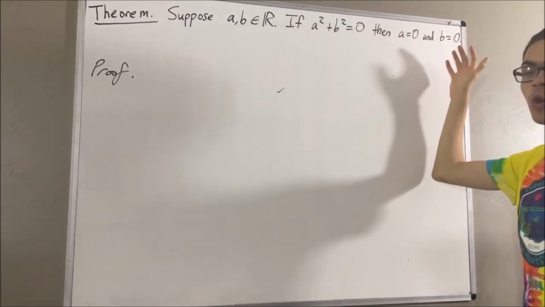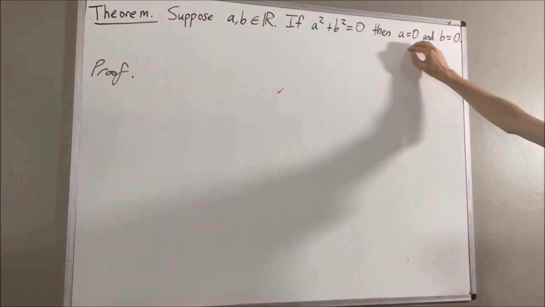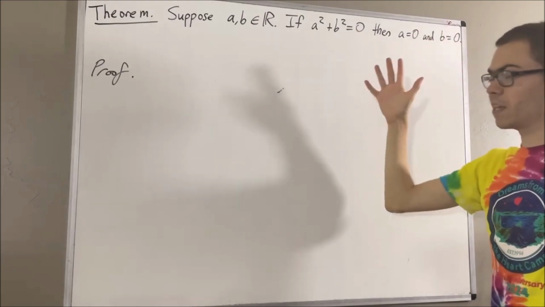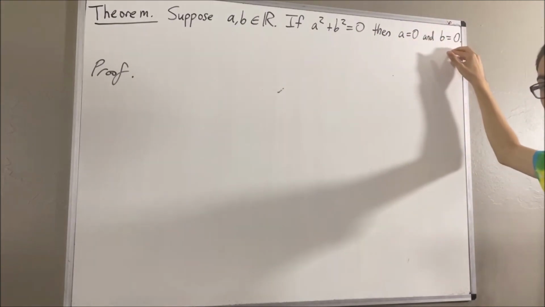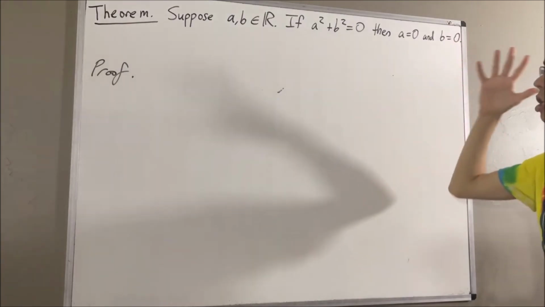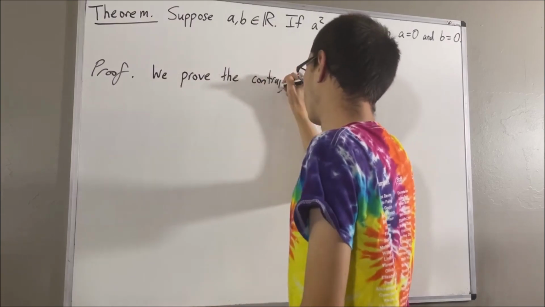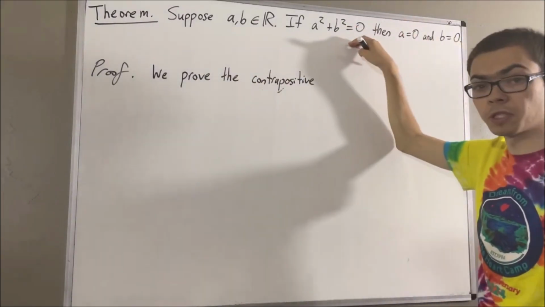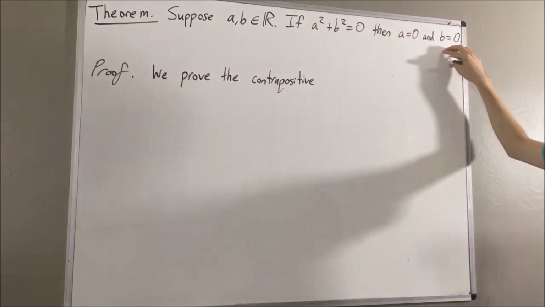And to prove it, we're actually going to prove the contrapositive. That is, we're going to prove if this is false, then this is false. If we can prove that, then that's equivalent to proving if this is true, then this is true. So yeah, let's prove the contrapositive. So we want to prove if this is false, then this is false. So let's suppose that this is false.